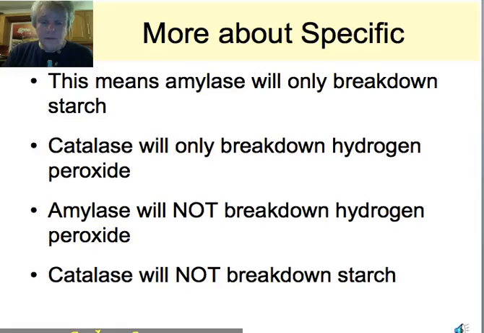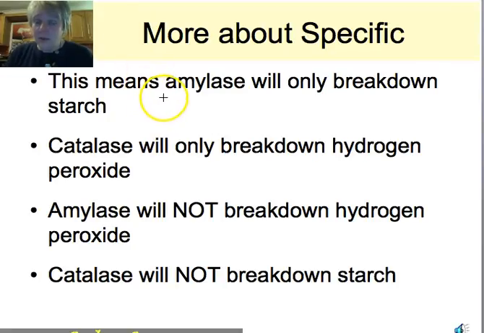Now we're going to have a look in a wee bit more detail about the term specific. By that we mean that the enzyme only works on one substrate. So for example, amylase will only break down starch, catalase will only break down hydrogen peroxide.